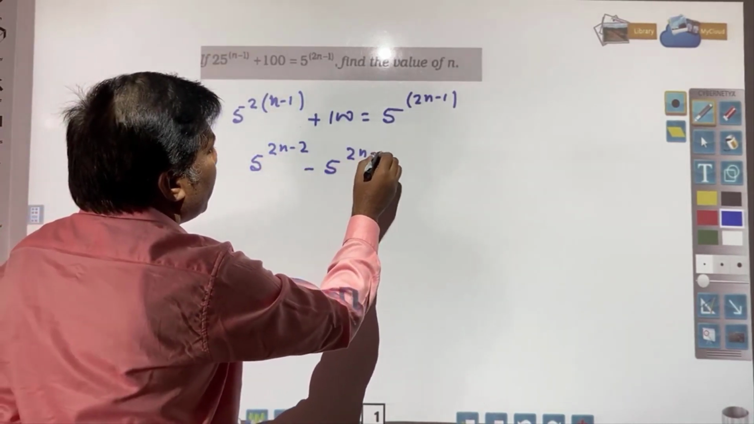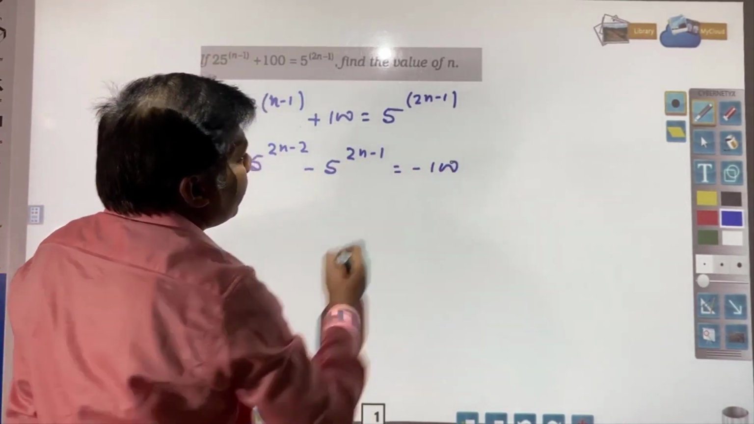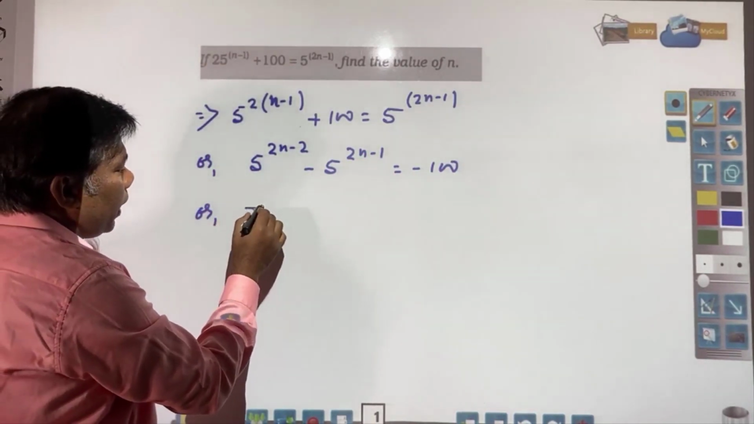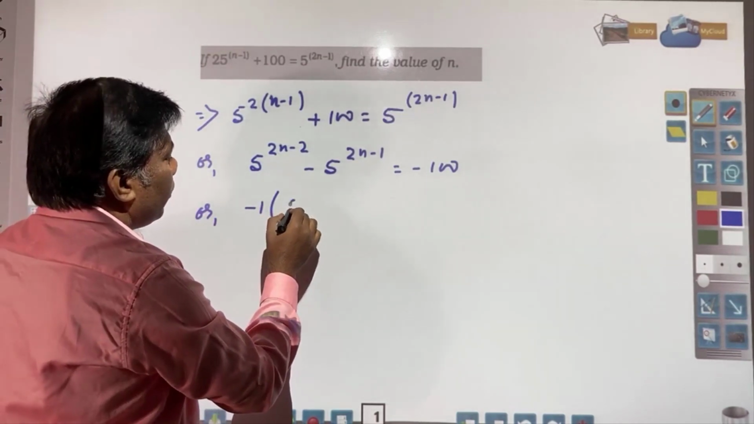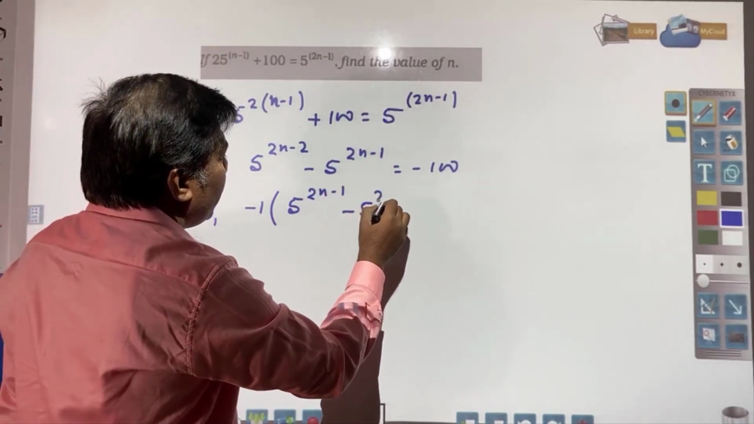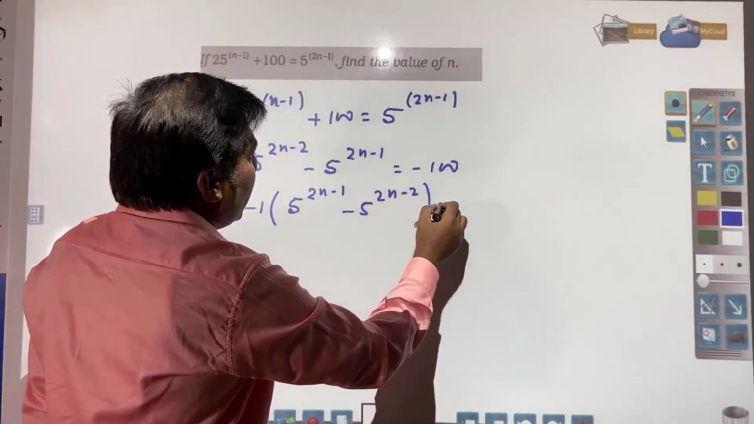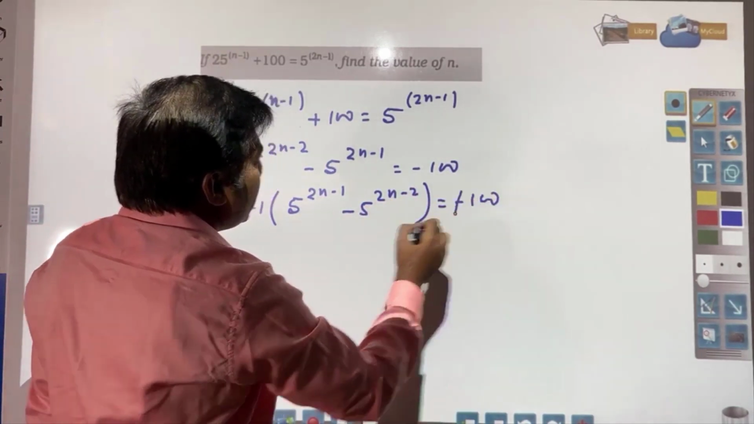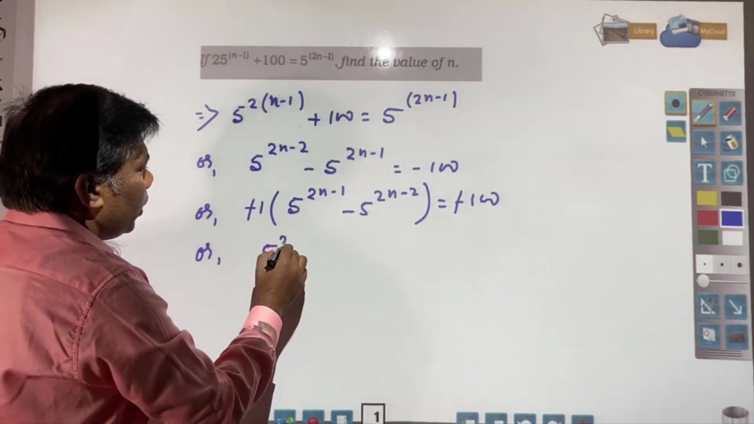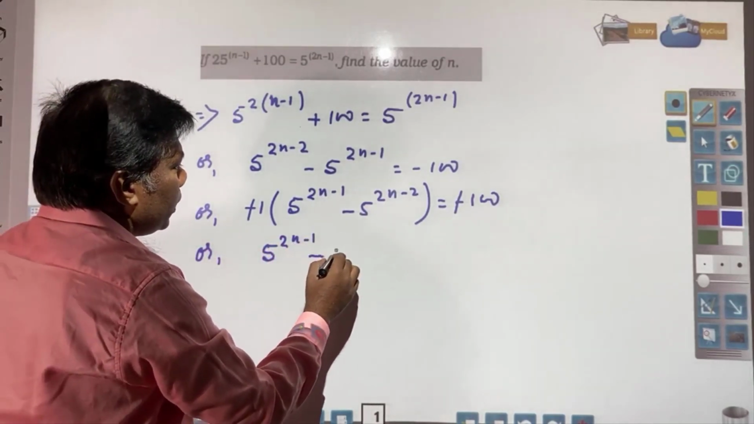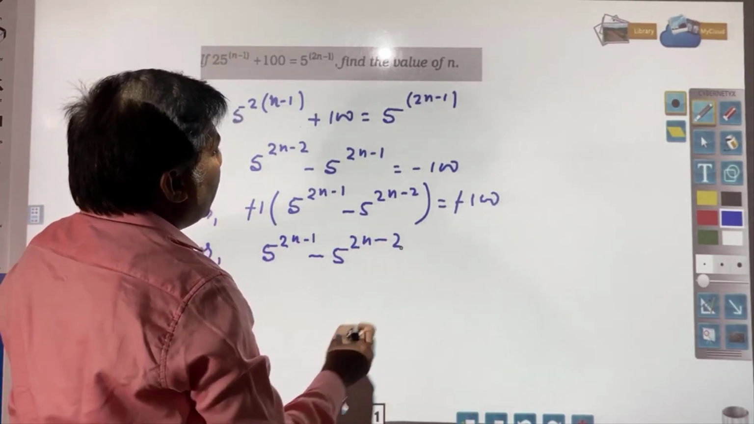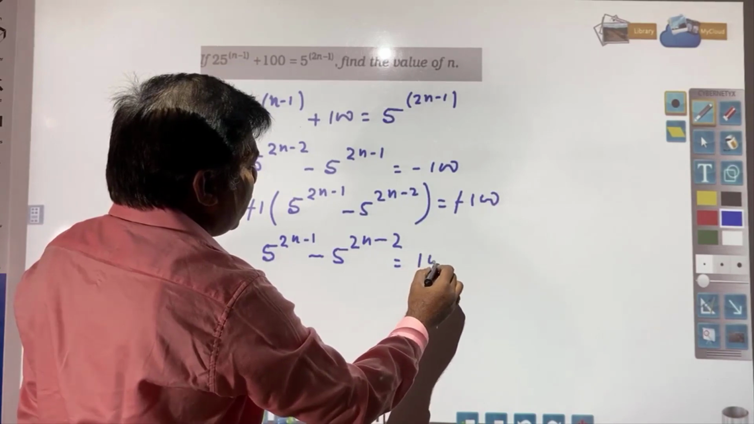Now this will be written as 5 to the power 2n minus 2 minus 5 to the power 2n minus 1 is equal to minus 100. Or if you take common minus 1, it will be 5 to the power 2n minus 1 minus 5 to the power 2n minus 2, and that is equal to minus 100. Minus and minus will be cancelled. So finally you will get 5 to the power 2n minus 1 minus 5 to the power 2n minus 2, and that is equal to 100.